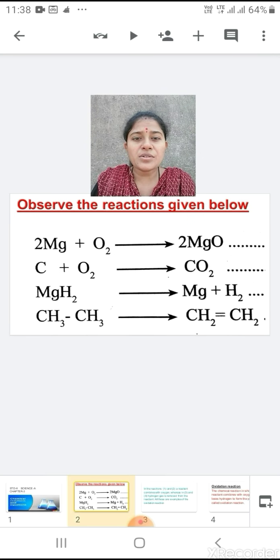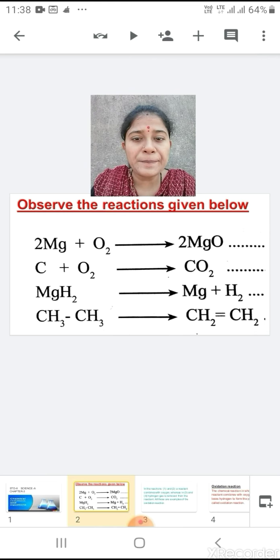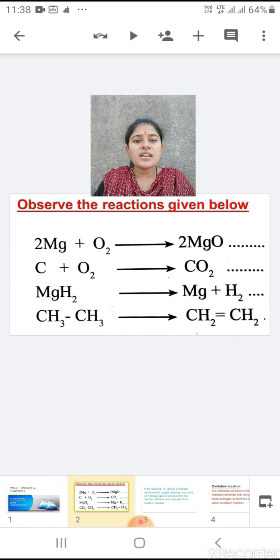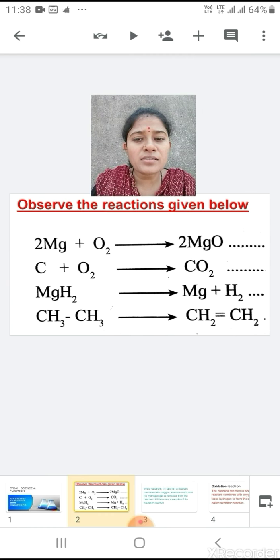So you can see here, observe the reactions given below. I have given 4 examples of reactions. First is magnesium plus oxygen gives magnesium oxide. Second one is carbon plus oxygen gives carbon dioxide. Third is magnesium hydride, magnesium and hydrogen, it is giving, okay. And the fourth one, it is ethane, it's converting to ethene. It's just 4 examples of reactions, okay, observe.